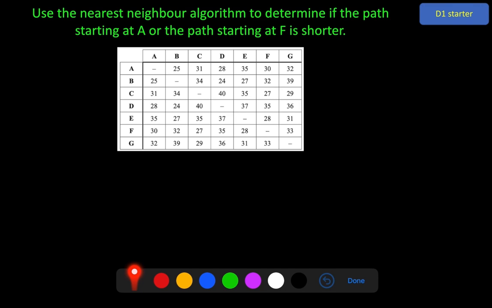Hello and welcome to the fifth and final video on the D1 chapter, Algorithms on Graphs. Here is the starter question for the nearest neighbor algorithm. Determine if the path starting at A or the path starting at F is shorter using this algorithm.